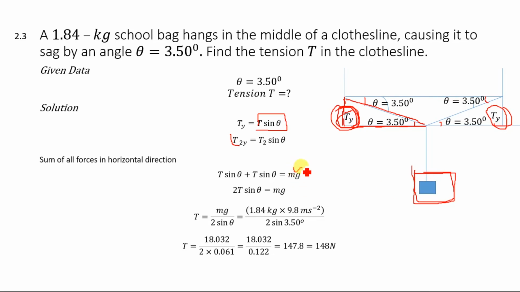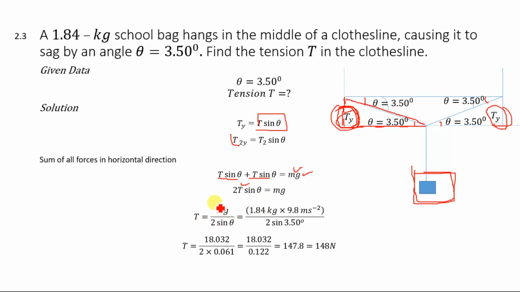We know mass is in kilograms and g is the gravity. So mass times gravity is equal to Newton, which is force. Now these two terms will add up with each other and we will get 2T sine theta is equal to mg. We will solve this equation for the value of tension T. Solving this equation for tension T, we will have T is equal to mg divided by 2 sine theta.